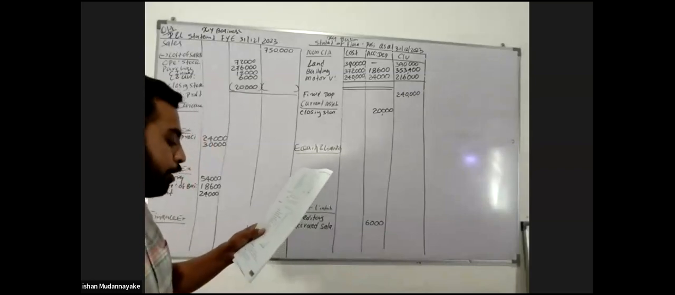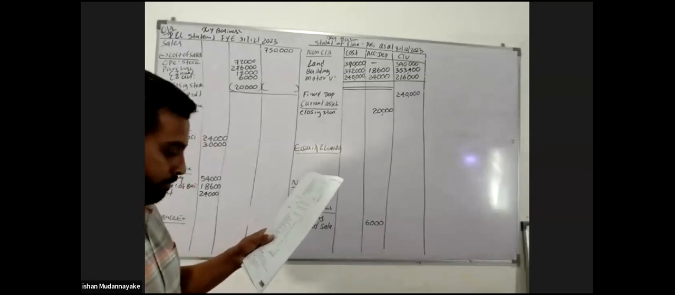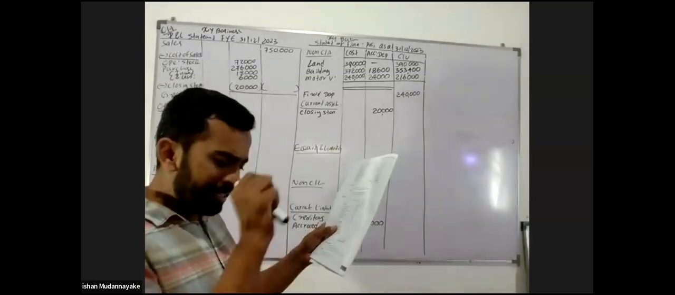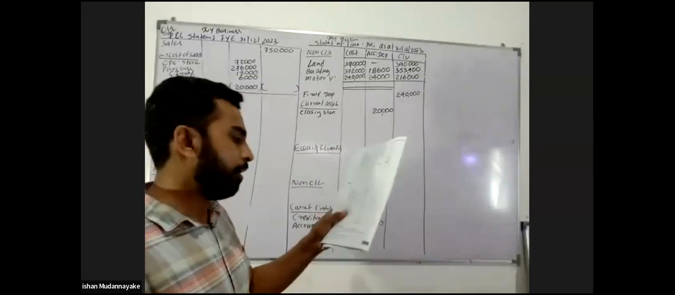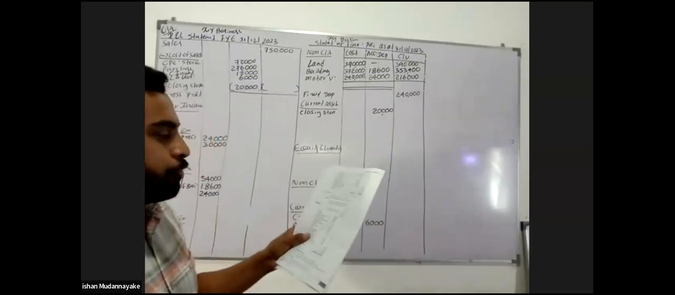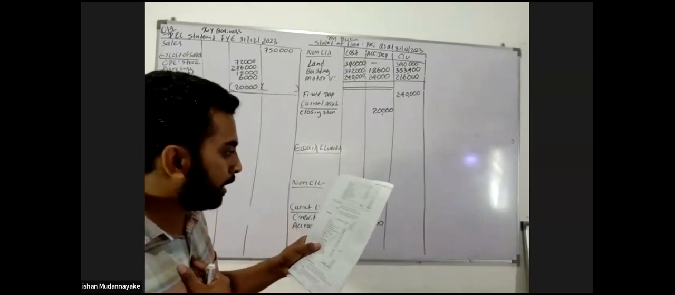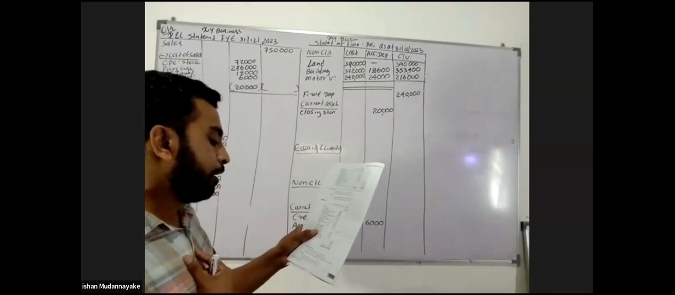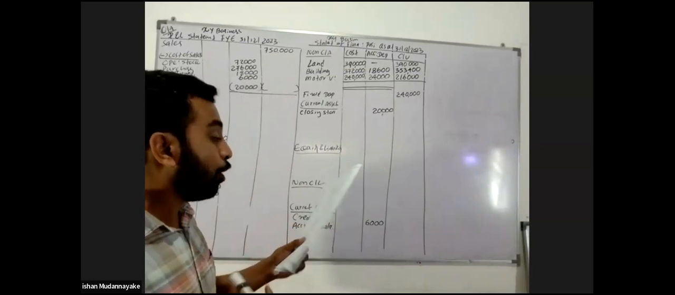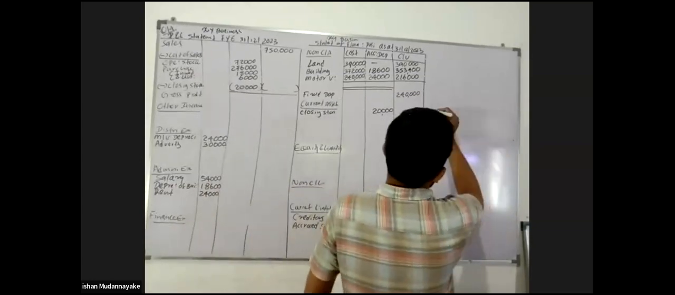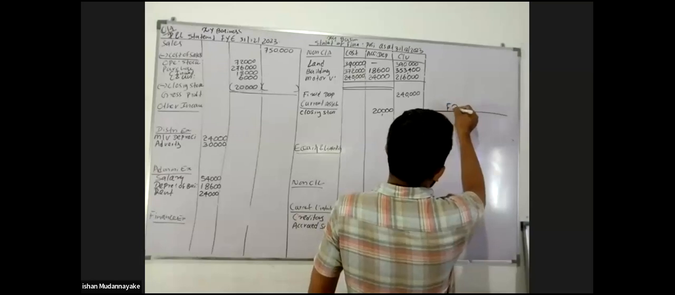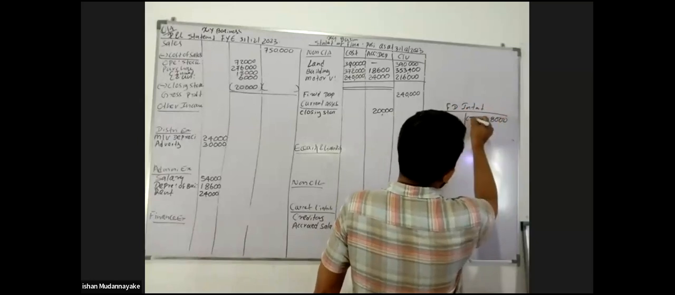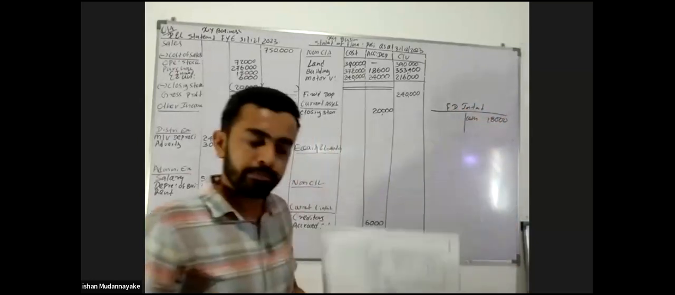And then here, fixed deposit 10%. And here you can see fixed deposit interest 18,000. Fixed deposit interest 18,000 means we have already collected it. Last year we discussed this type of adjustment. We have collected 18,000 in cash.